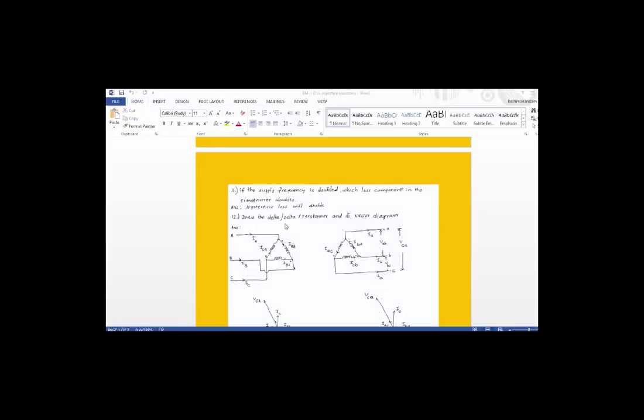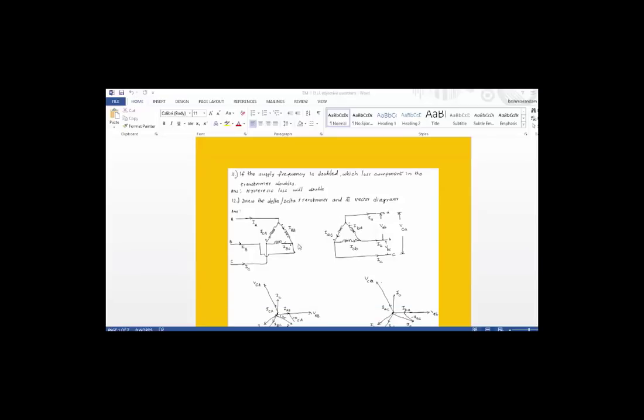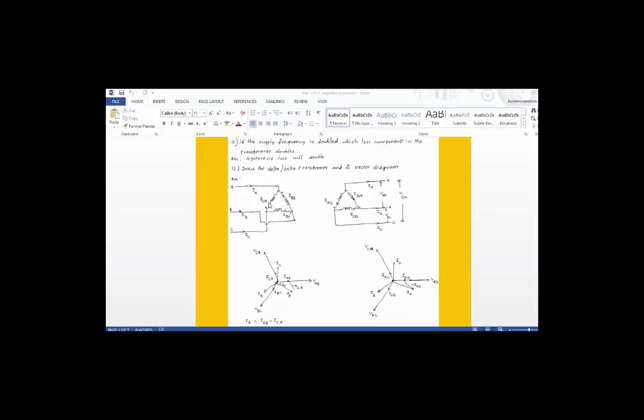12th question. Draw the delta-delta transformer and its vector diagram. So here is the three-phase delta-delta transformer. So we can see here ABC phase sequence. Similarly, secondary side also we have small a, small b, small c. And you can see the phase currents with these dot connections, dot notations. This is ICA and this is IAB and this is IBC current.